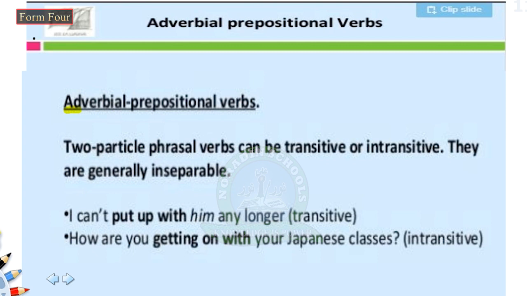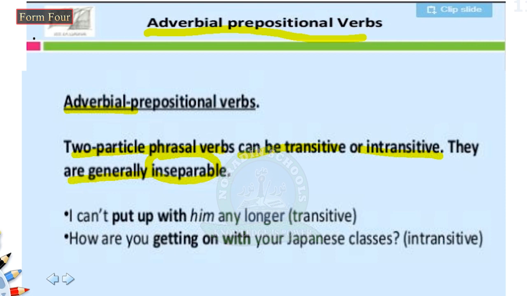What about adverbial prepositional verbs? Two-particle phrasal verbs can be transitive or intransitive. They are generally inseparable. If the particles are two, for example, "put up with," we call them adverbial prepositional verbs. So: I can't put up with him. Do not say I can't put with him.